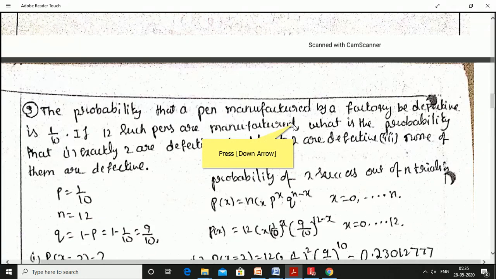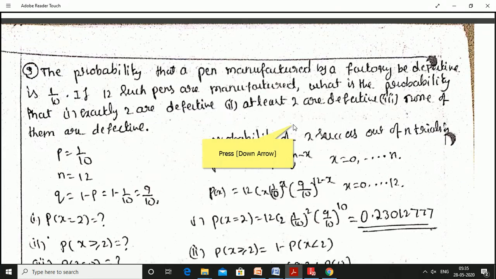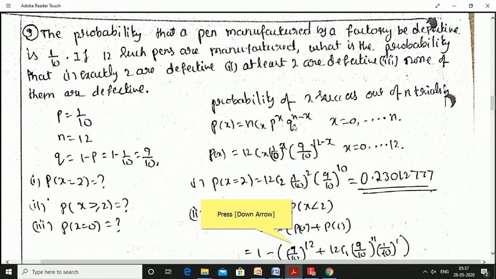Next problem: the probability that a pen manufactured by a factory is defective is 1 by 10. If 12 such pens are manufactured, what is the probability that exactly 2 are defective, at least 2 are defective, none of them are defective? The probability that a pen is defective is 1 by 10, so P value is equal to 1 by 10. 12 such pens are manufactured, so n value is equal to 12.